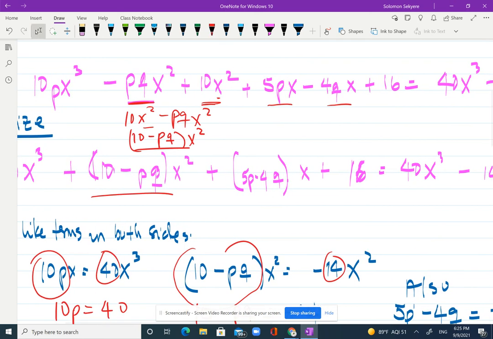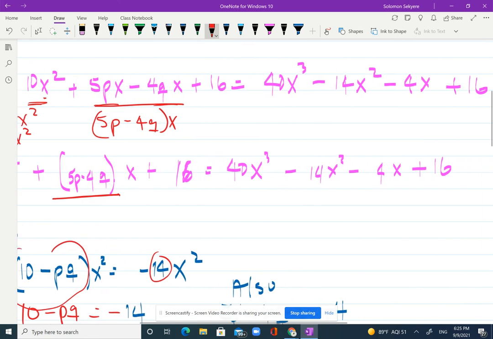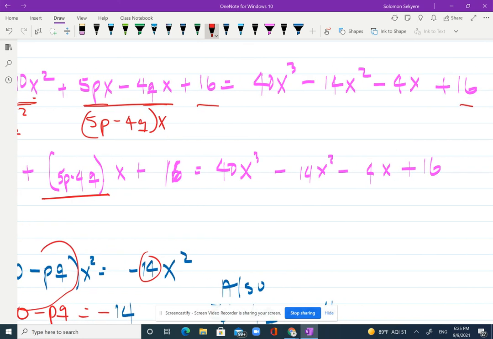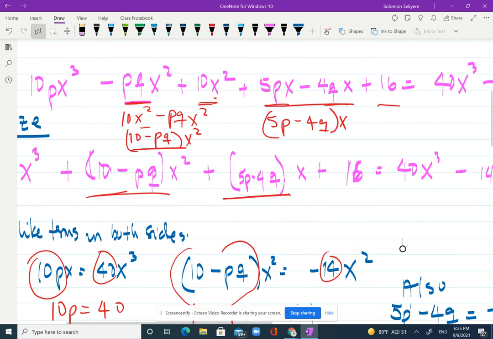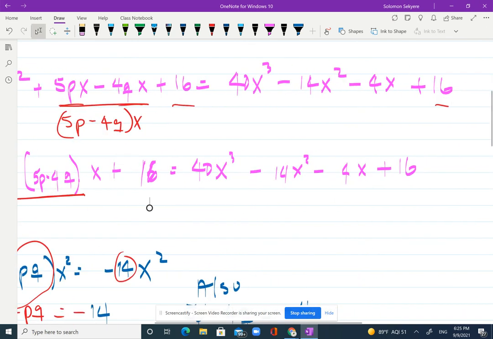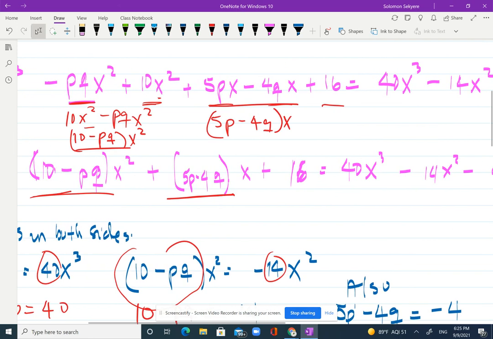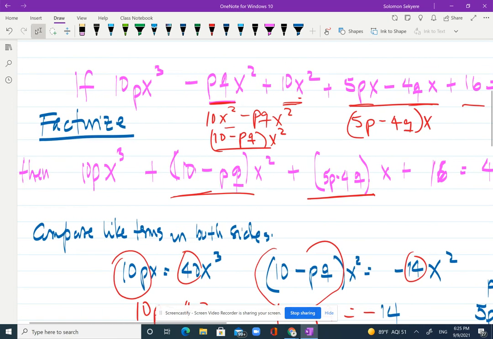We're going to do the same thing for the x term. So we write 5p minus 4q, times x. So we have one term for x, one term for x squared, plus 14. We've got the constant here, we've got it here, so it makes the equation true for all values of x. So what do we do now? See, now we have 1, 2, 3, 4, and 1, 2, 3, 4. Now it's easy.